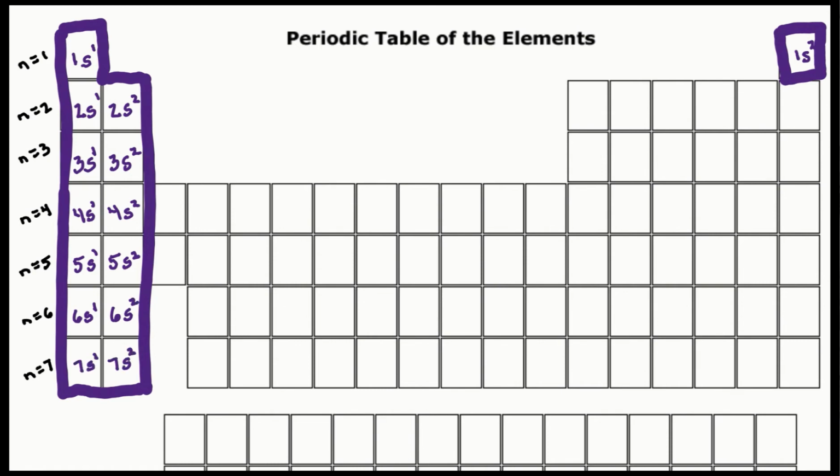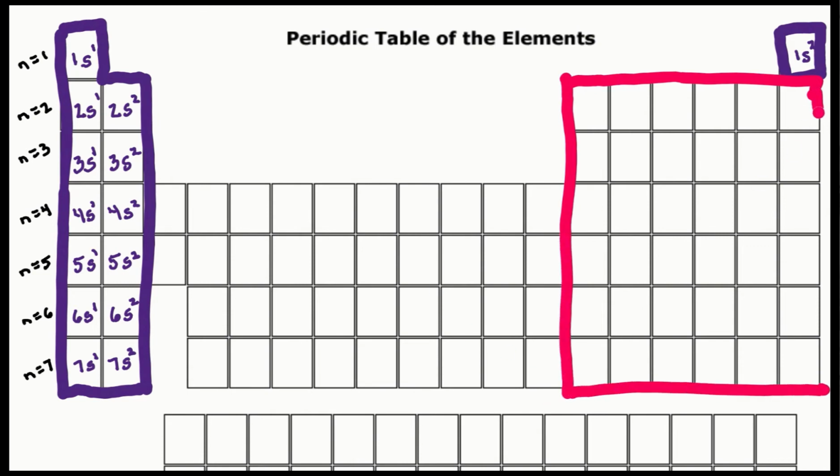Okay, now I'm going to do that, but for my P sublevel. So for the P sublevel, it's this region right here. And just like with the S sublevel, notice I have my first energy level in the first row. So P actually starts in the second energy level. So it's going to be 2 because I'm in the second energy level.